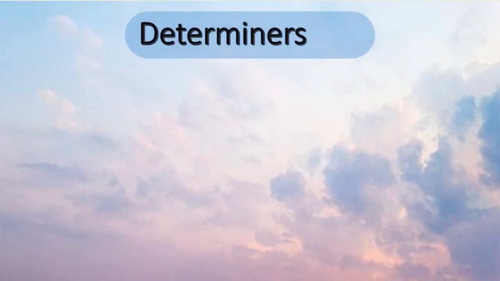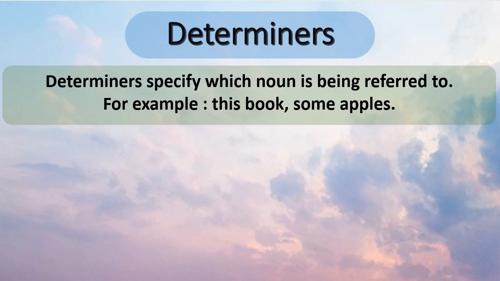Let's talk about determiners, an essential part of sentence structure that helps specify which noun is being referred to. Determiners help specify which noun we are talking about. They provide clarity and detail to our sentences. For example, in this book and some apples, the words this and some help define the nouns.